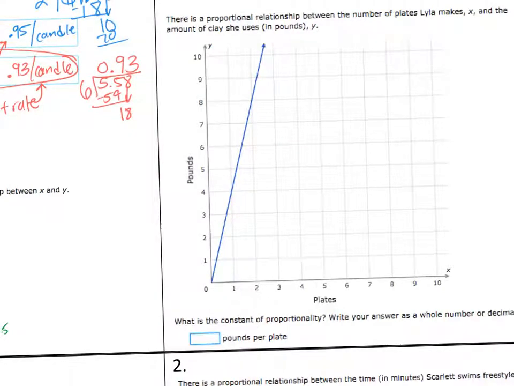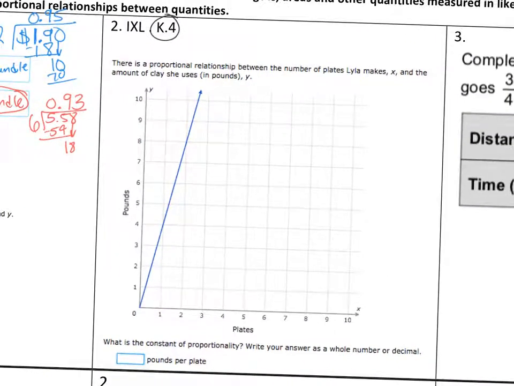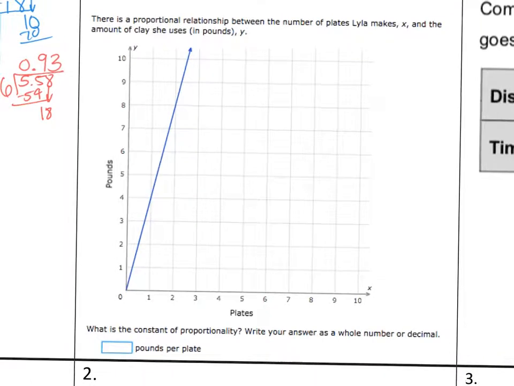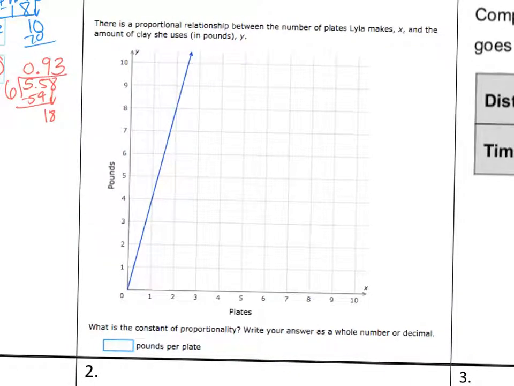Number 3. Okay, so number 2, it says, there is a proportional relationship between the number of plates Lila makes, x, and the amount of clay she uses in pounds, y. So there's a directly proportional relationship between the amount of plates and the amount of pounds that she uses to make those plates.